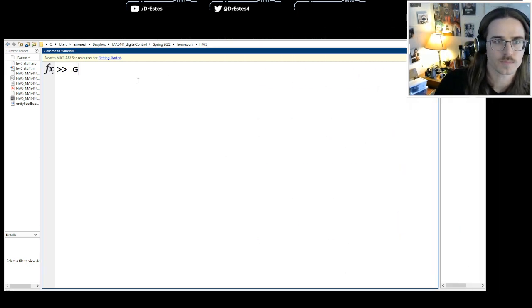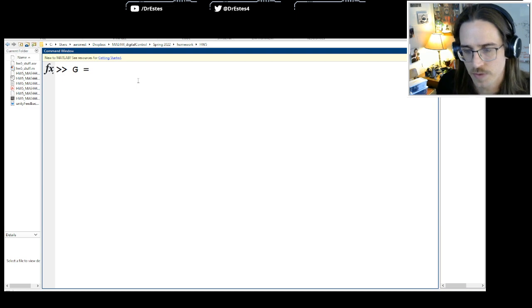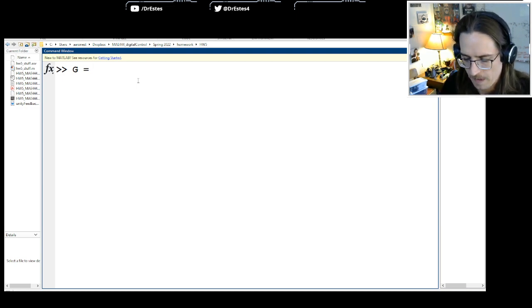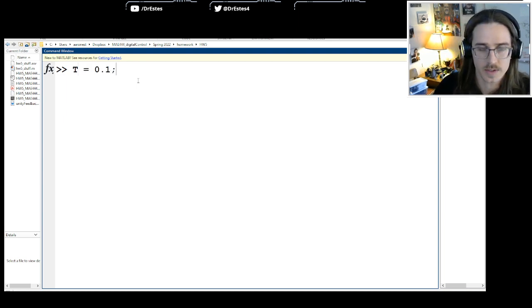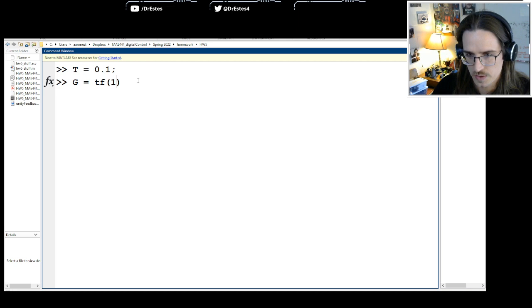So I'm going to make this transfer function g. Oh, you know what? I didn't put a sampling period for our transfer function. This is important for discrete time systems. Let's just make something up. Let's say our sampling period is like 0.1 seconds or something. Okay, so we have that. I'm going to make a transfer function. It's 1 divided by 1 minus 0.8.